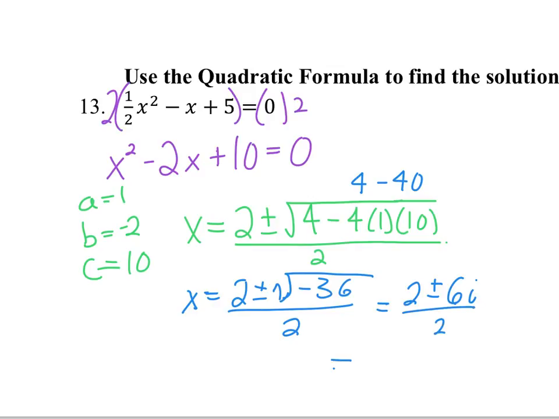Again, it has an i, so we have to split it up anyway, but this actually works out just fine. We get 2 over 2, which is 1, and 6 over 2, which is 3. So 1 plus or minus 3i for that one. And again, that is 2 answers.